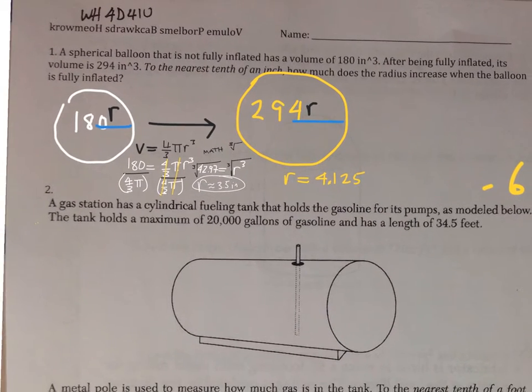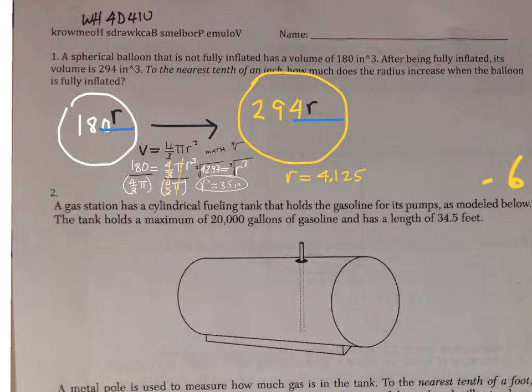And then at the end, they want to know what the difference is between the two balloons. How much did the radius increase by? So it ended up with 4.125. It began with 3.5. If you subtract them from each other, you get about 0.6 inches difference.